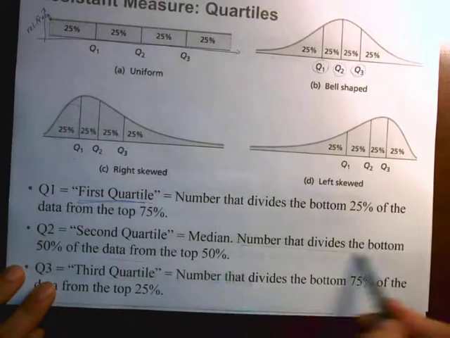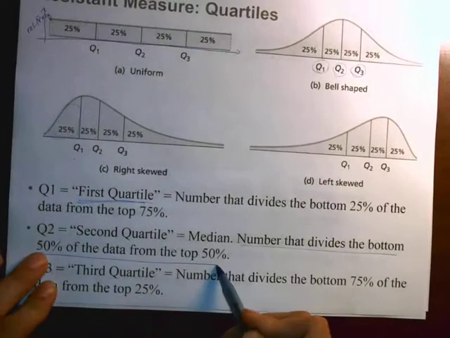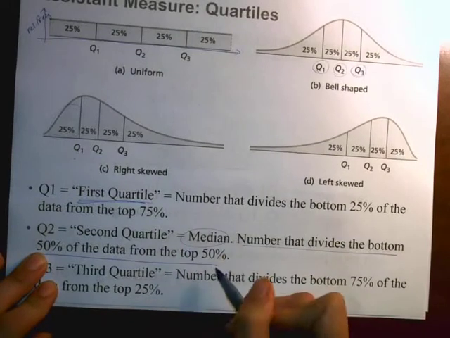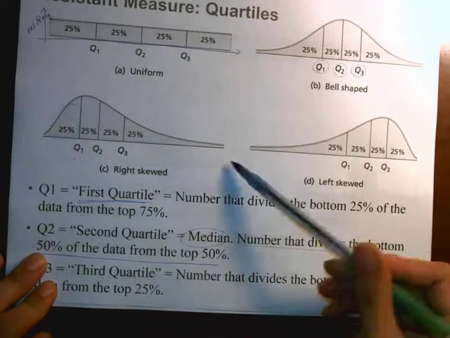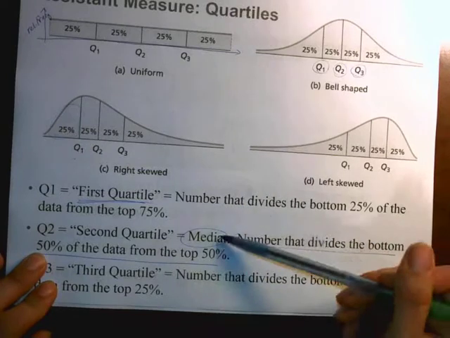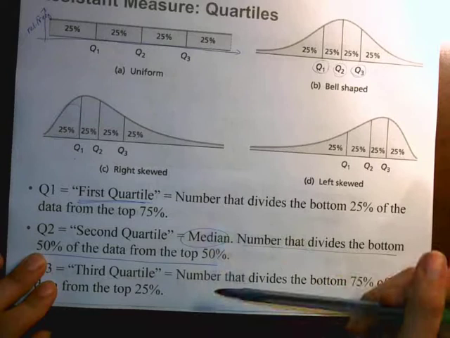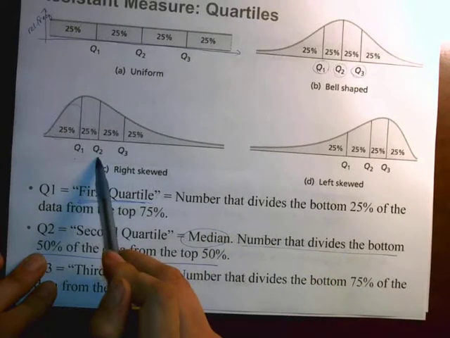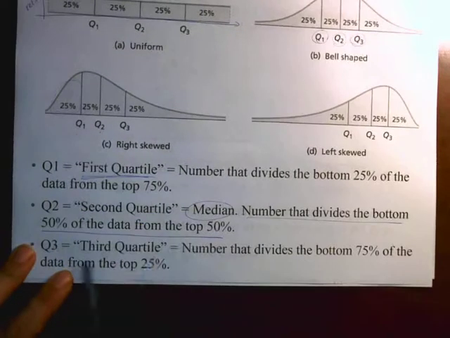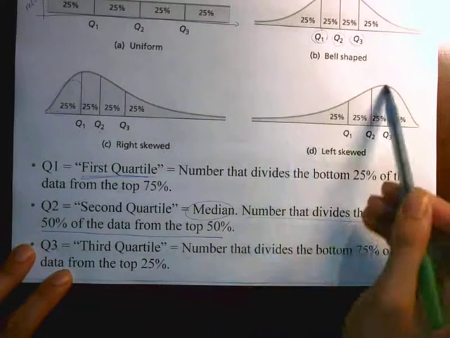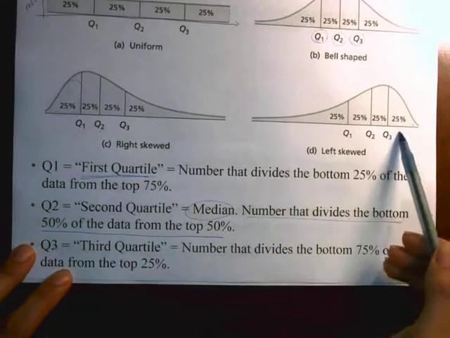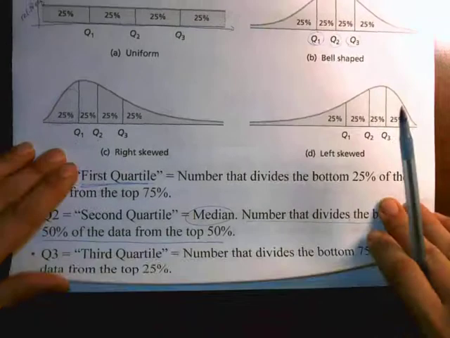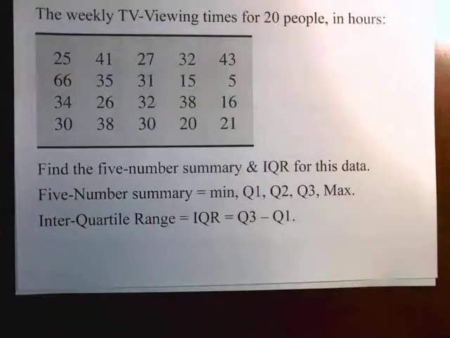The second quartile is the number that divides the bottom 50% of the data from the top 50% of the data. We already have a word for that. We call it the median. Right? We sort all of the numbers and we find the number that is in the middle, where half of the numbers are above and half of the numbers are below in our table, and we called that the median. So Q2 is the median of the data. And Q3 is the third quartile. This is the number that divides the bottom 75% of the data from the top 25%. So let's do an example, find that number.